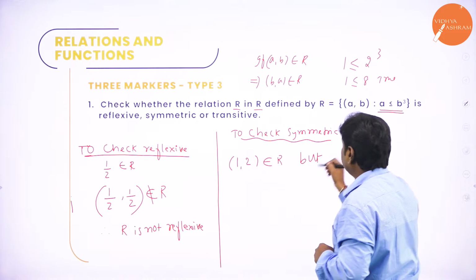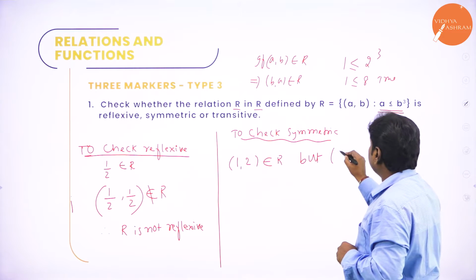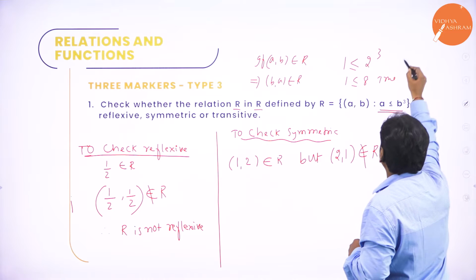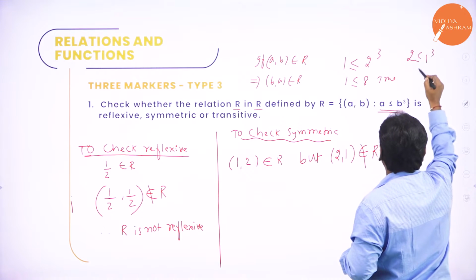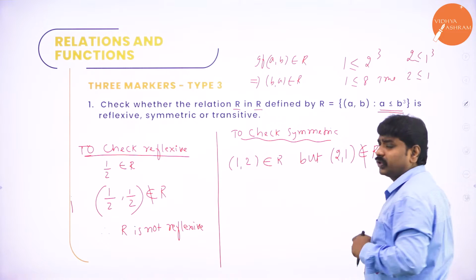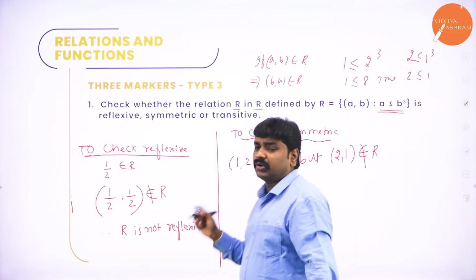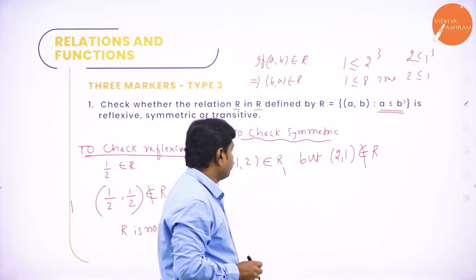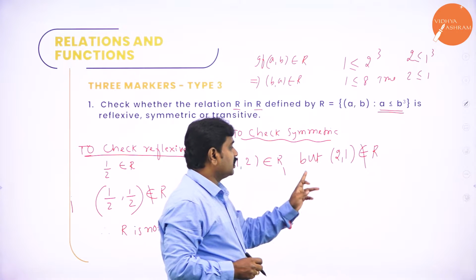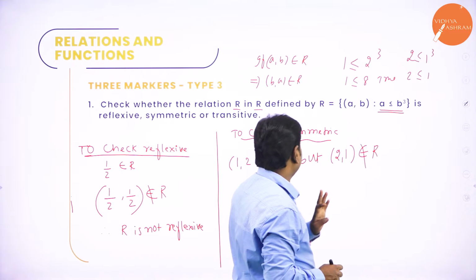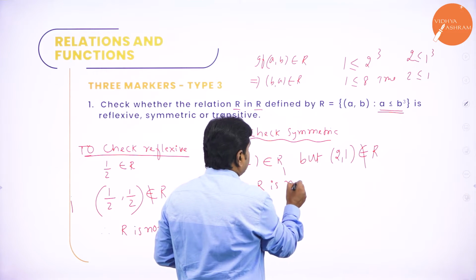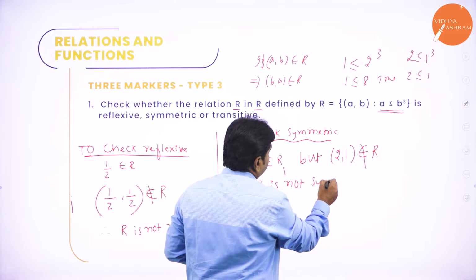But what is the reverse of it? Reverse of it is (2, 1). (2, 1) does not belong to R. Why? Because 2 is not less than or equal to 1 cube. 1 cube is 1, so no. So therefore, I am repeating, only if you write this much is it enough to check symmetric. (a, b) belongs to R, but (b, a) does not belong to R. Therefore R is not symmetric.